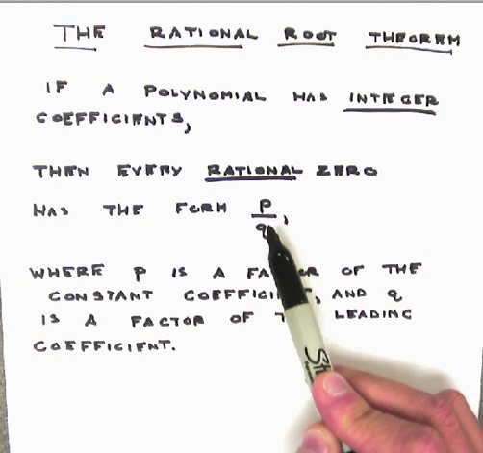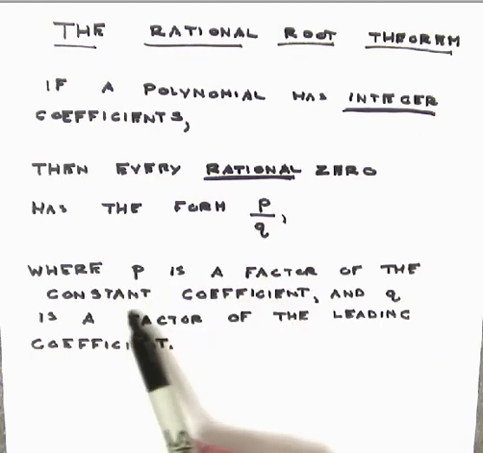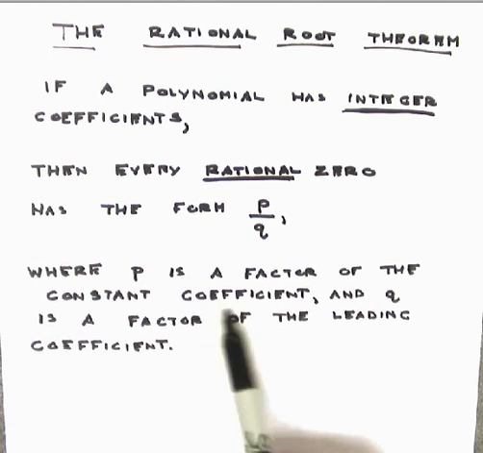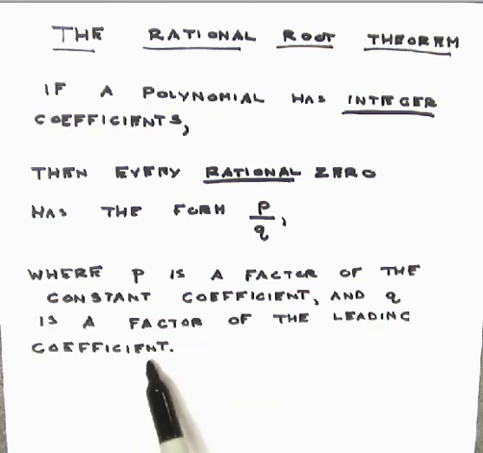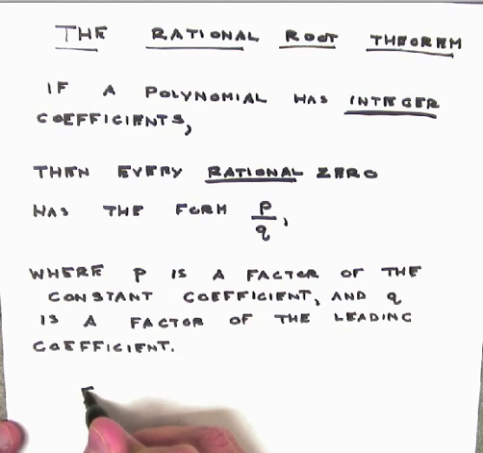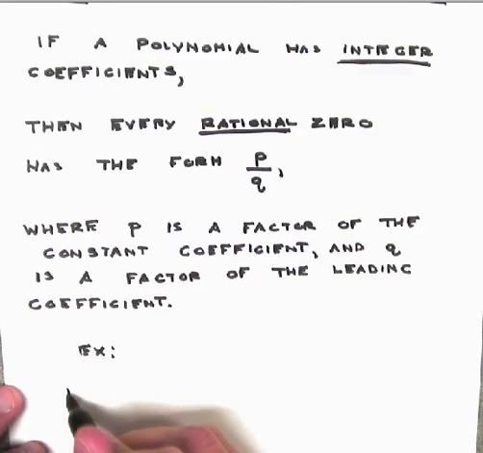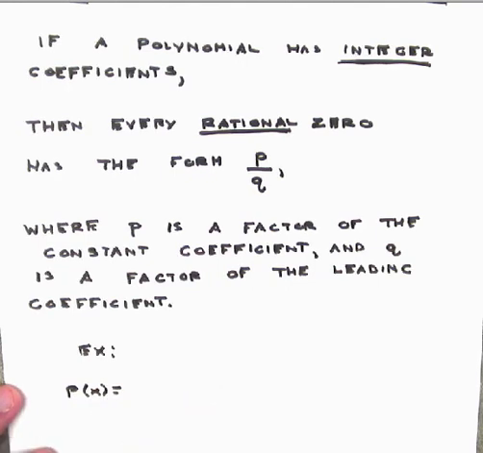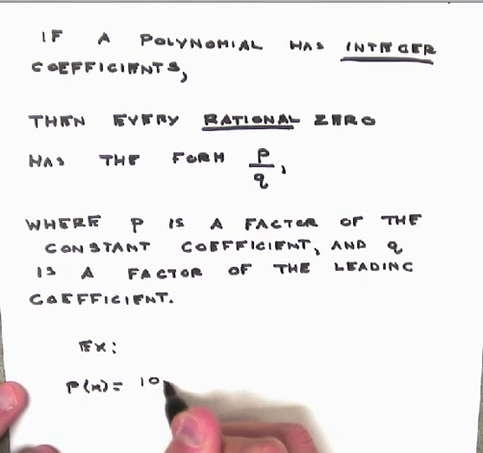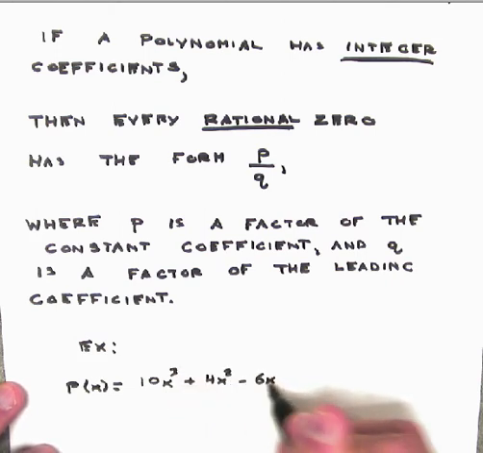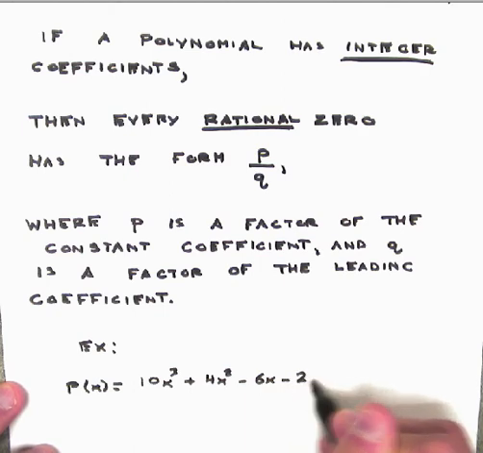What are p and q? p is a factor of the constant coefficient, the coefficient that has no x's attached to it. And q is a factor of the leading coefficient, the coefficient of the highest power of x in your polynomial. Let's take a quick example. We're not going to factor this one, just look at what the theorem is saying. Let's say my polynomial is 10x cubed plus 4x squared minus 6x minus 20.